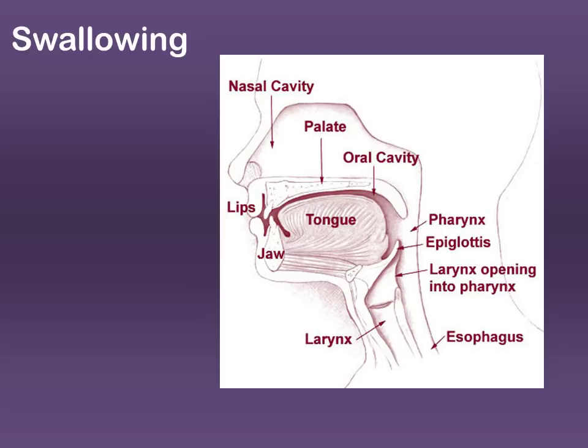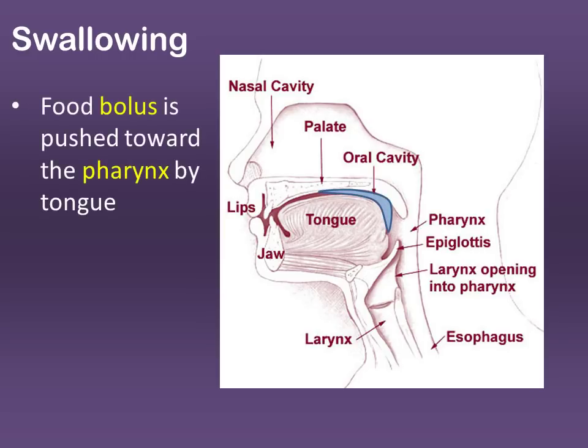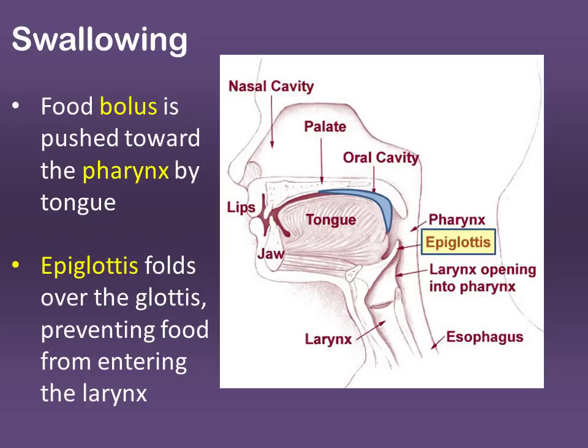And the act of swallowing is caused by the tongue that pushes what we call a bolus of food back towards the pharynx. The pharynx is the general area in the back of your throat. And there is a flap of tissue there called the epiglottis that sticks straight up. And as the bolus of food passes by that epiglottis, it folds it over the trachea, or the opening to the windpipe, the glottis. And that prevents that food from entering the respiratory system and instead continuing on down the esophagus.